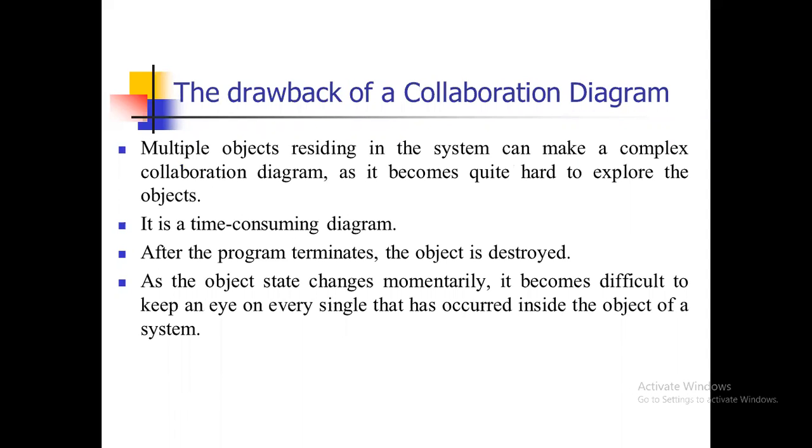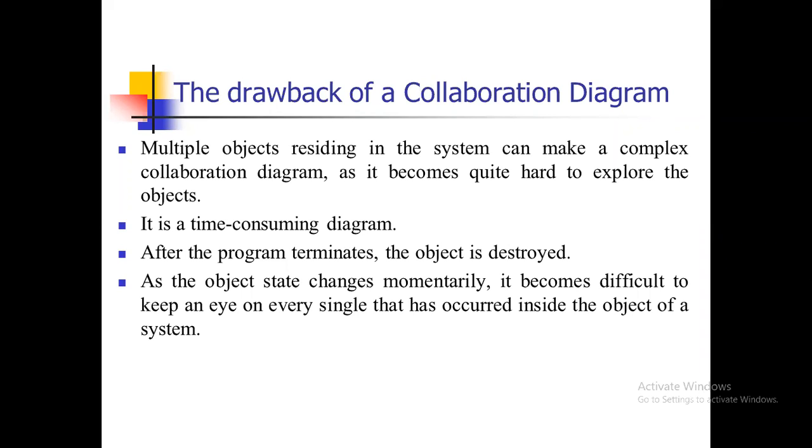Then the drawbacks of collaboration diagram. In this collaboration diagram, multiple objects residing in the system can make a complex collaboration diagram. If multiple objects are there, there may be chances of complexity. It increases the complexity if multiple objects reside in the system, as it becomes quite hard to explore those objects. It is complex to design and it is a time consuming diagram. After the program terminates, the object is destroyed. This is the drawback of collaboration diagram.